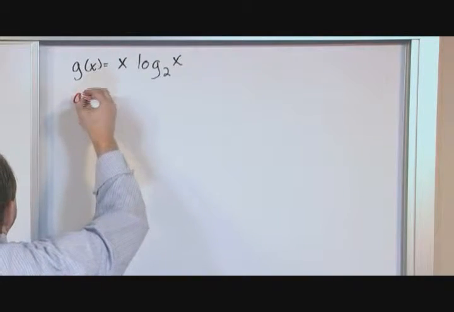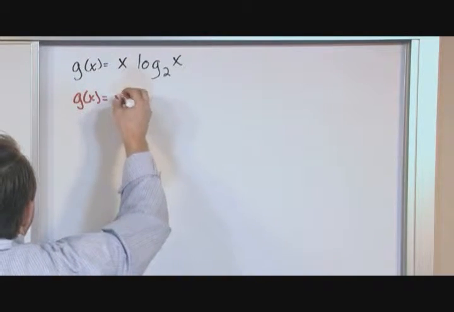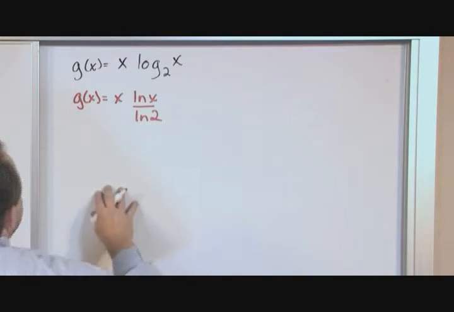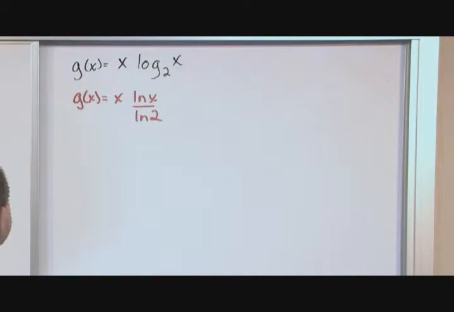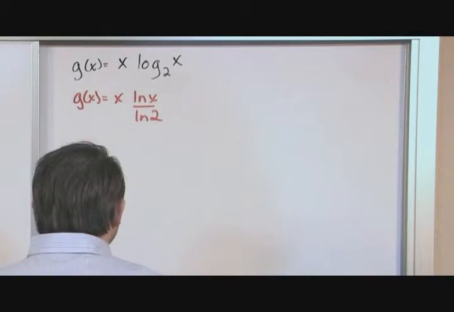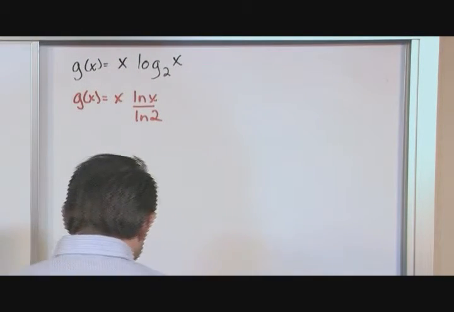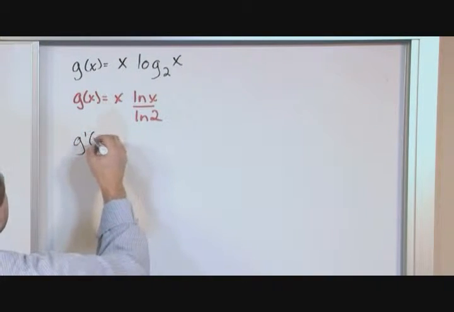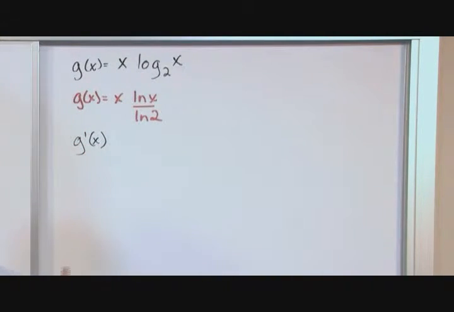So g of x is equal to x times natural log of x over natural log of 2. That's how this works, right? So this is the function we need to take the derivative of. Now don't forget, natural log of 2 is just a constant. It's nothing fancy. So when we take this derivative, let's go ahead and take it one step at a time.